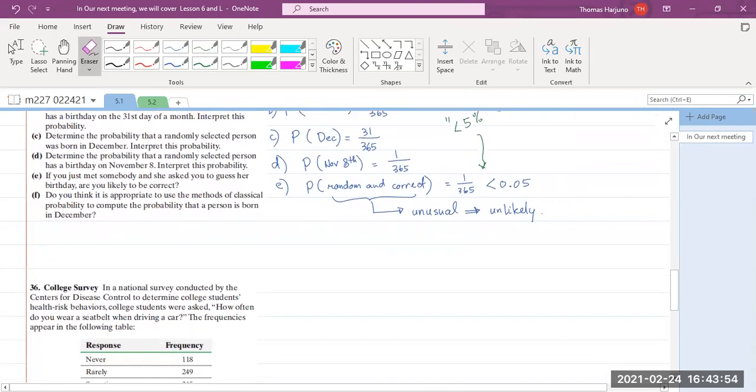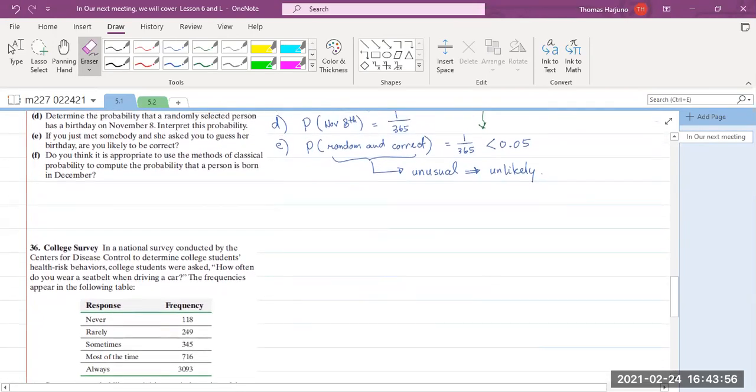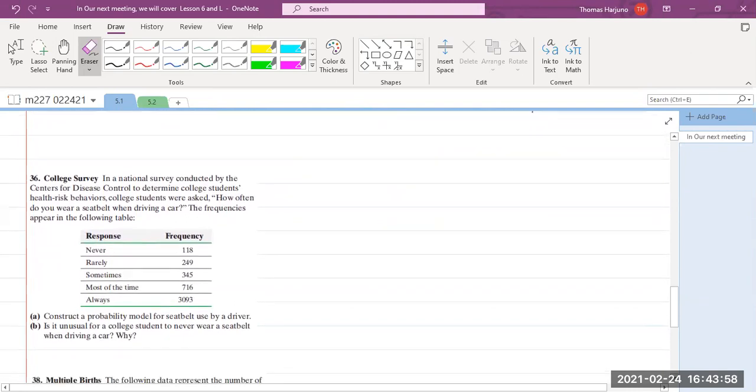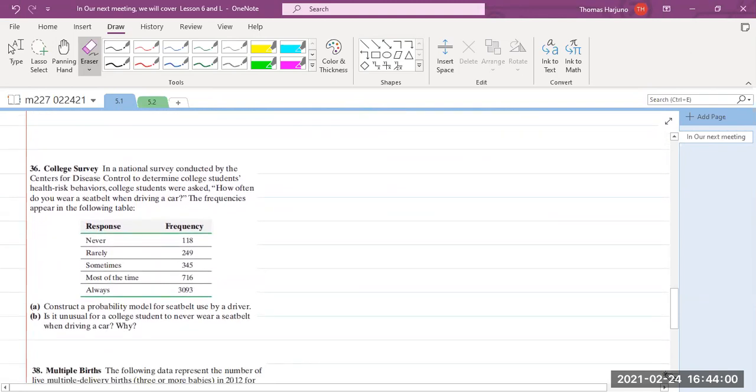Okay. Number 36. We go a bit further. In a national survey conducted by the Center for Disease Control to determine college students' health risk behavior, these college students were asked, how often do you wear a seat belt when driving a car? Now, this is the frequency. Now, we call this frequency distribution.